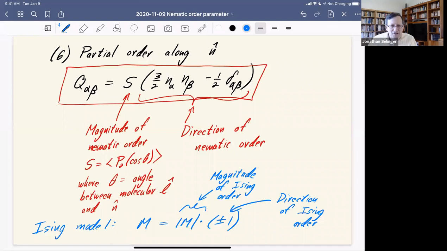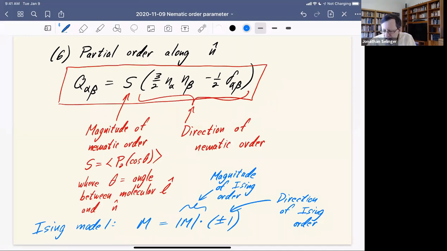It's a very simple direction because there's only two possibilities, either up or down. But it's a factor describing magnitude times a factor describing direction, the same way as for this tensor order parameter for the nematic. It's a factor describing magnitude times a factor describing direction.